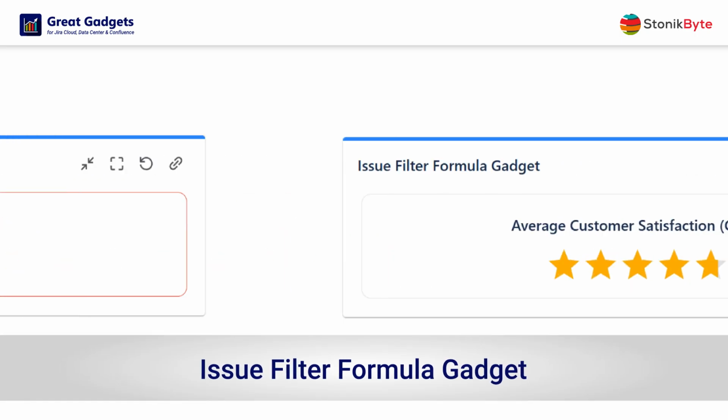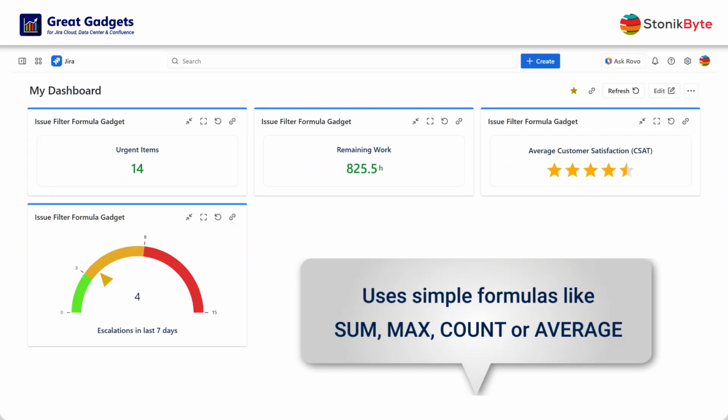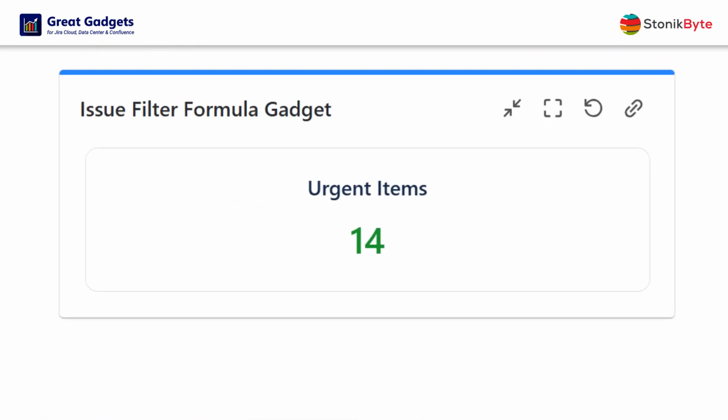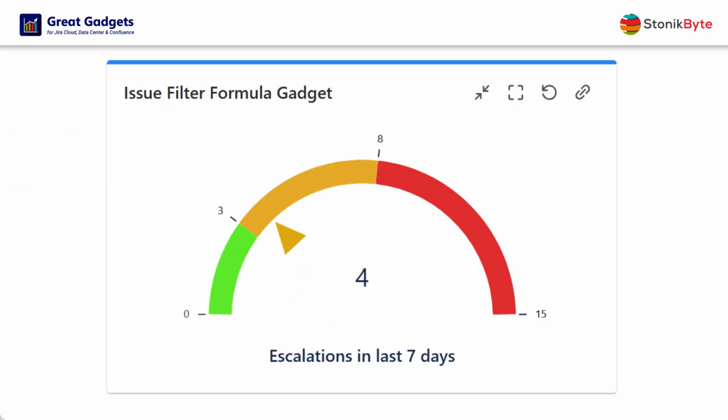The Issue Filter Formula Gadget uses simple formulas like sum, max, count, or average to calculate and display key project numbers, such as the number of urgent items, total work remaining, the average customer satisfaction, or the progress towards your team goal.